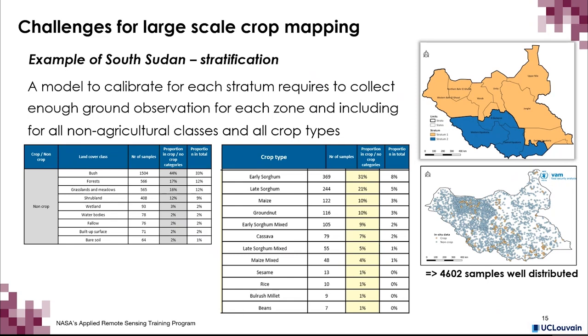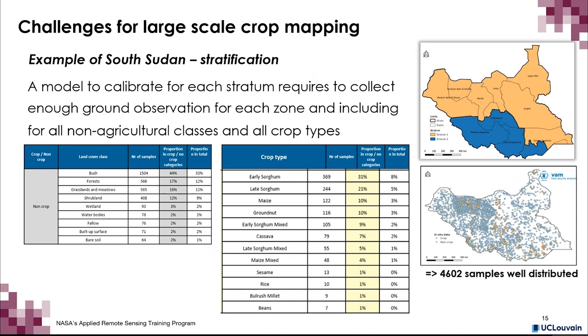Indeed, 9 land cover classes need to be distinguished as well, to retrieve and identify specifically the crop type. Therefore, the sampling here was good enough to collect 4,600 samples widely distributed in the country. However, we need to split this into two zones corresponding to the stratification, making maybe 2,300 available for each zone.